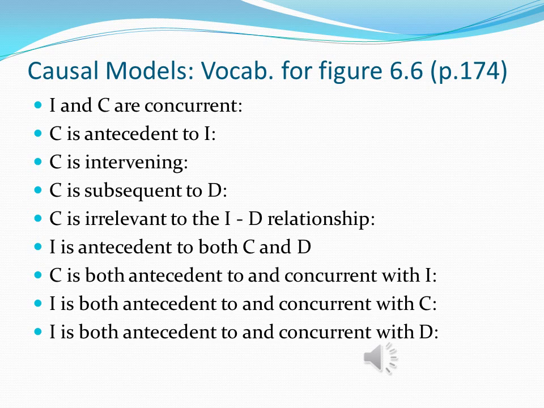The next one, I is both antecedent and concurrent with C. Notice that the I can go directly to the D. And also the I goes to the C and then to the D. I is both antecedent to and concurrent with D. So the I is an antecedent for the D, and then the D leads to the C. That's what they're saying on that one.